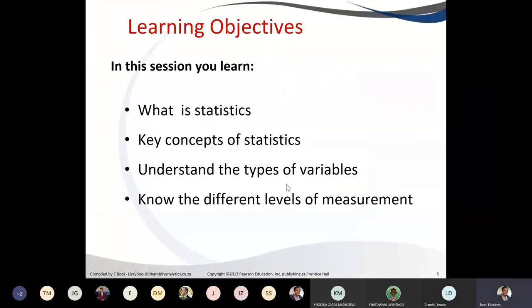By the end of the last 15 minutes that we have on this, you should know what statistics is, what are the concepts that we use in statistics, and you should understand the types of variables and the different levels of measurement. And later on, we will look at the visualization of these variables that we're talking about.